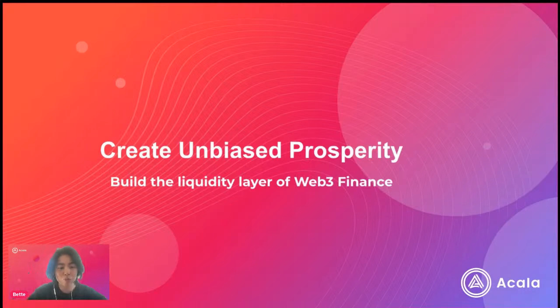And in Acala 2.0, this is where we identified the missing piece. We've built a network, we've built a protocol and application, and then the missing piece here is the liquidity layer for Web3 finance. And that's what's missing. And this is taking the first principle step back to build a critical component to reach our ultimate vision.